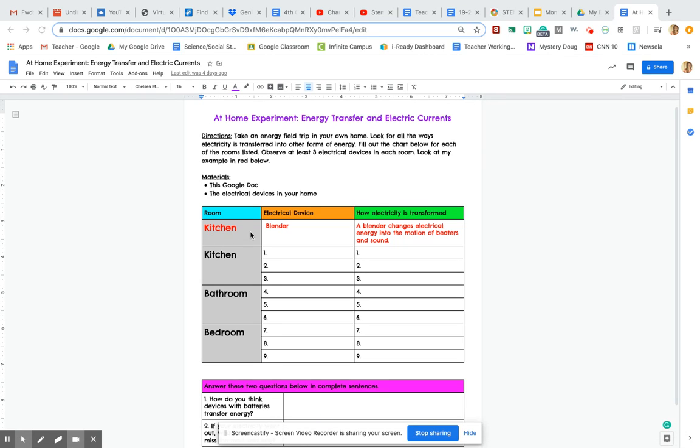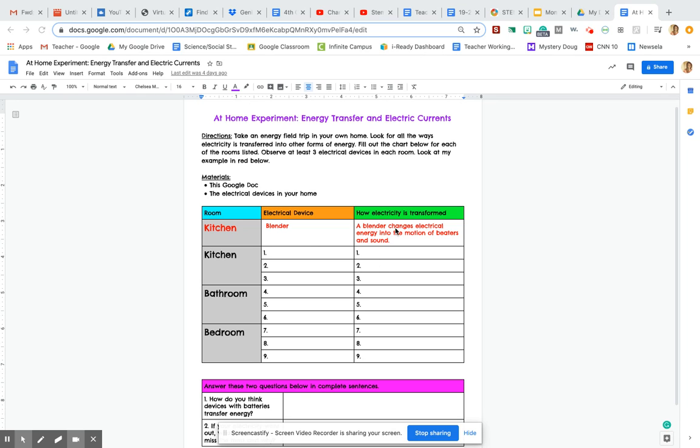I took a look in my kitchen, and the electrical device that caught my eye was my blender. I really thought about how electricity is transformed in my blender. From the moment I turn my blender on, how is that electricity being transformed? I even turned my blender on. Obviously, if you're going to do that, you need to ask for your parents' permission first. It doesn't have to be your blender, it can be anything in your kitchen that turns on by using electricity. But if you turn something on, please make sure you let your parents know and make sure it's okay with them first.